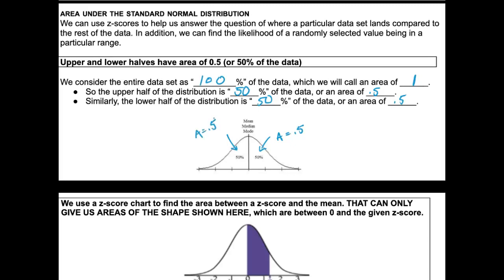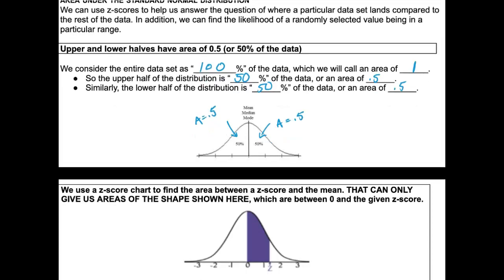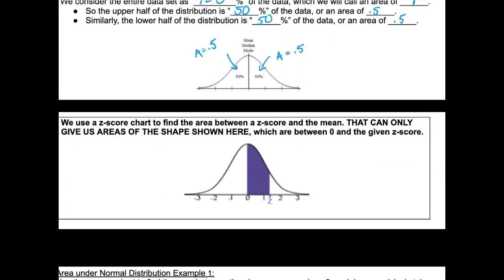What we're going to do now is look at some examples where we're asked to find the area between 0 and a certain z-score. We're going to use the area under the normal curve table for this, or the z-score chart, as it's called. Note that I did another video showing you how to use this chart, so you should check that out if you haven't seen it already.